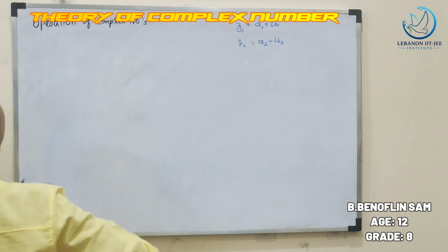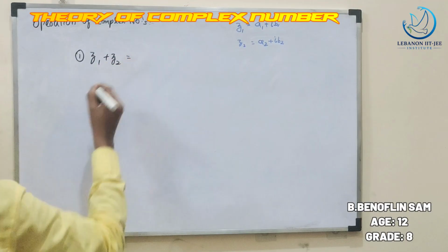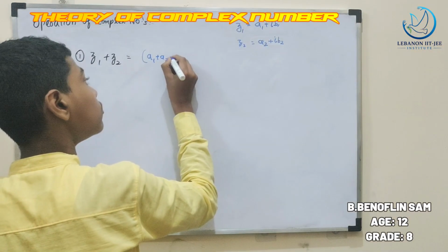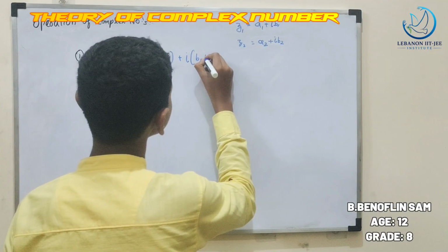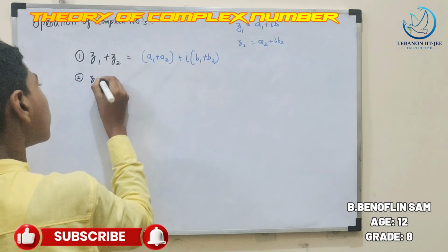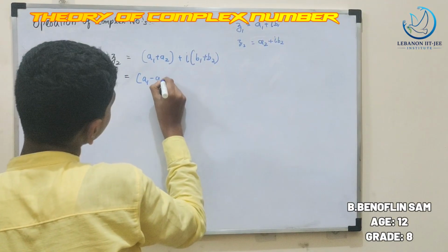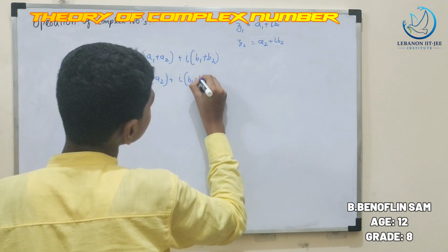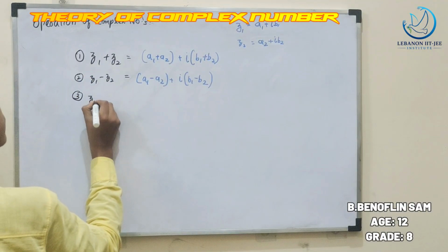The number one is z1 plus z2. If we add, it will be a1 plus a2, and then we take iota common into b1 plus b2. This is the first formula. The second one is z1 minus z2, which is equal to a1 minus a2 plus iota into b1 minus b2.